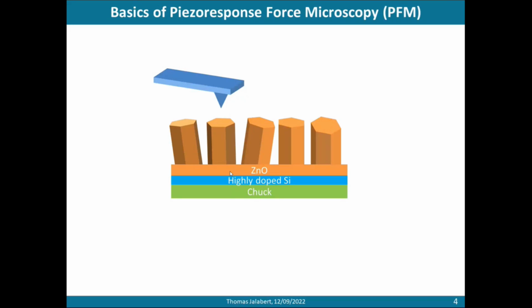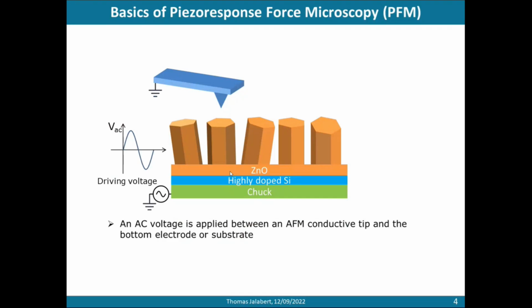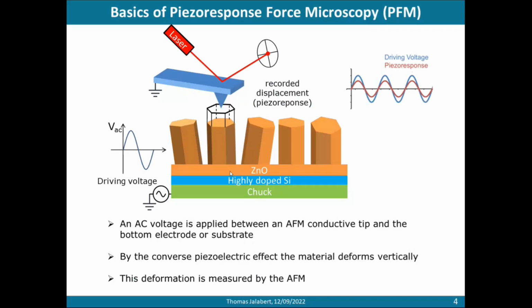You may know atomic force microscopy as a tool to probe the surface of a sample and to map the topography. Here we use conductive tips in order to apply an AC voltage between the tip and the sample. Because of the converse piezoelectric effect, this results in a deformation of the material that we can measure with the AFM using a lock-in technique.